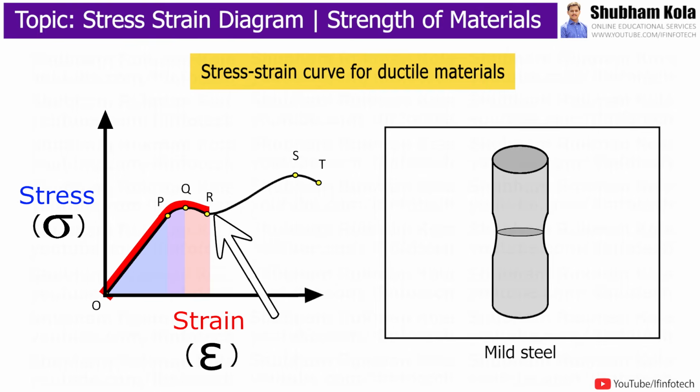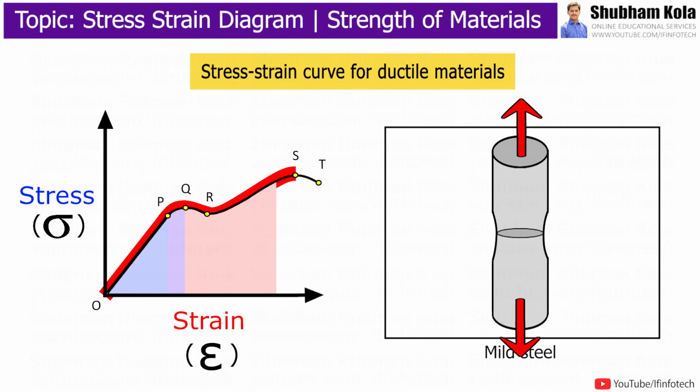The point R gives yield stress, beyond which the load decreases with increase in strain up to point R, known as lower yield point. After lower yield point has been crossed, the stress again starts increasing till the stress reaches maximum value at point S. The point S of stress-strain diagram is called ultimate stress.